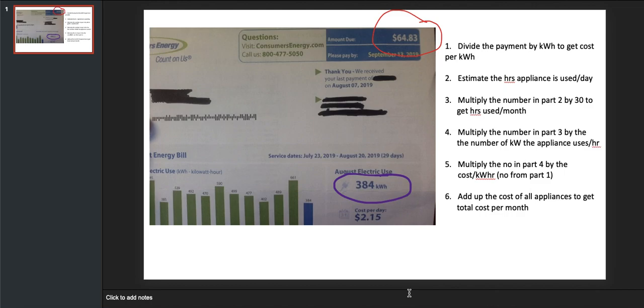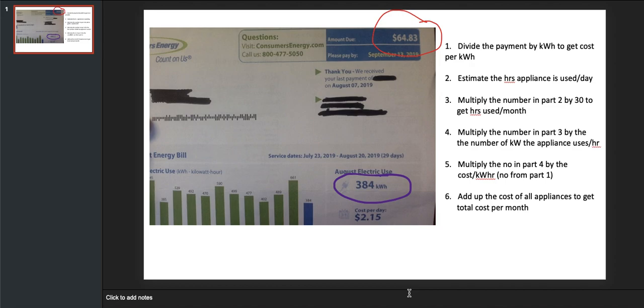Introduction to Module 6 Lab, the Energy Audit. For this lab, you do not need any chemicals or any other thing. It's a dry lab, which means you don't actually have to do an experiment. You just have a few calculations.